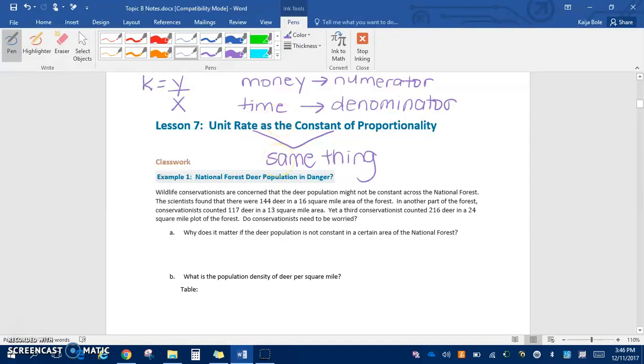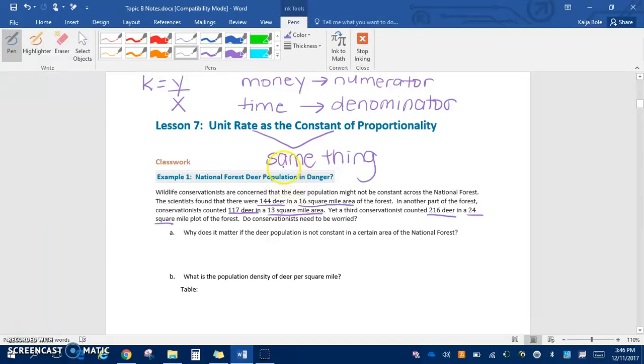Example 1 says National Forest deer population in danger, and it says wildlife conservationists are concerned that the deer population might not be constant across the national forest. The scientists found that there were 144 deer in a 16 square mile area of the forest. In another part of the forest, conservationists counted 117 deer in a 13 square mile area. Yet a third conservationist counted 216 deer in a 24 square mile plot of the forest. Do the conservationists need to be worried?